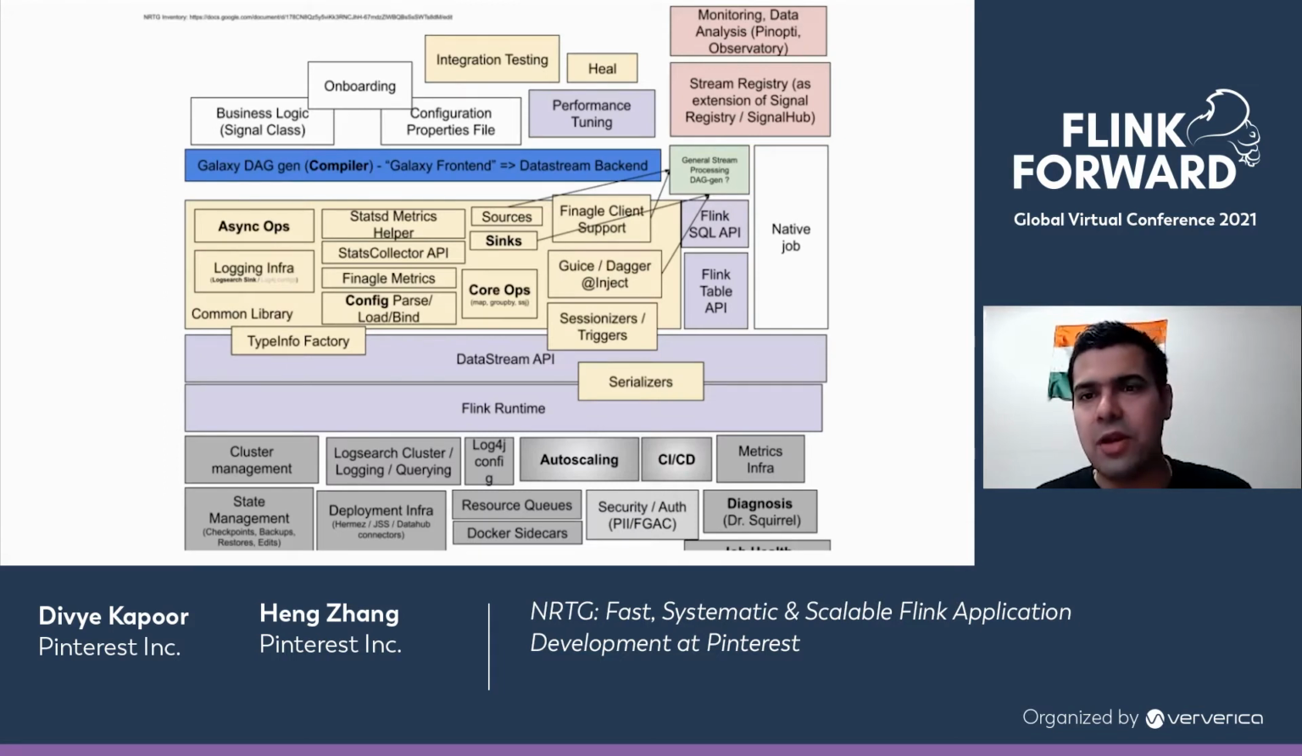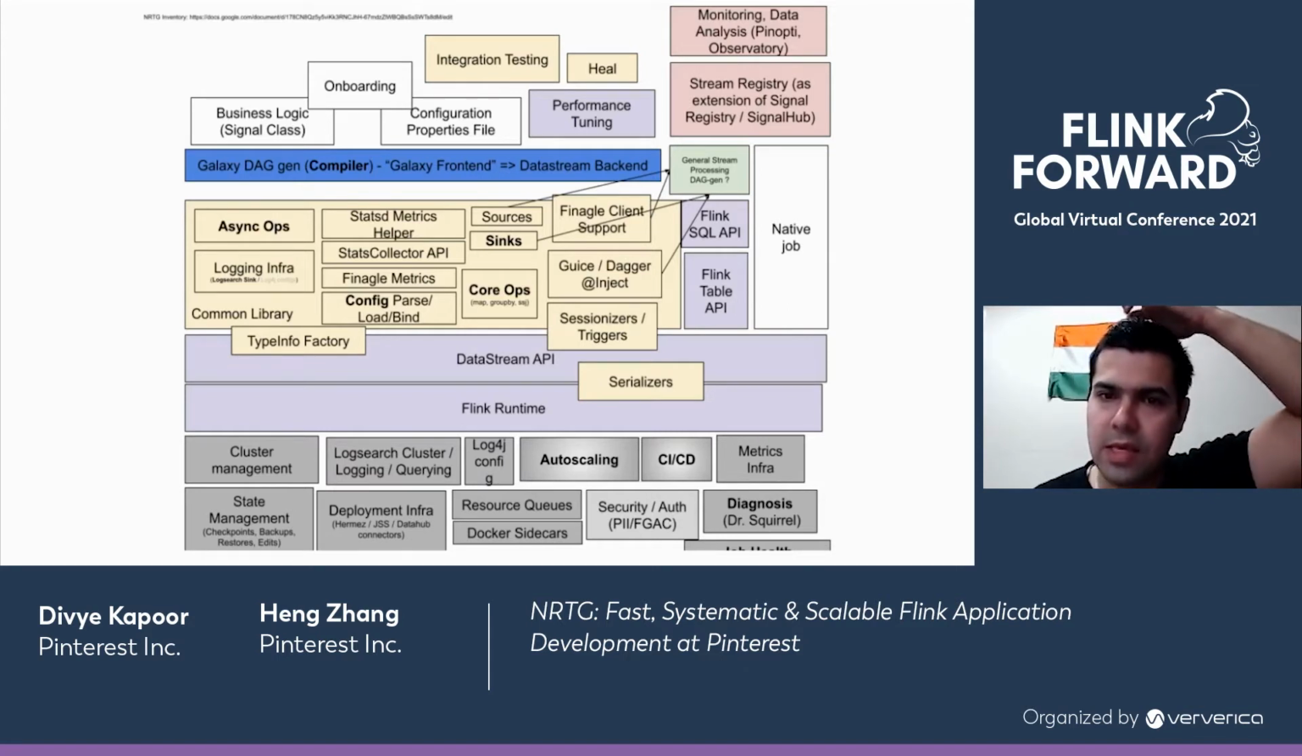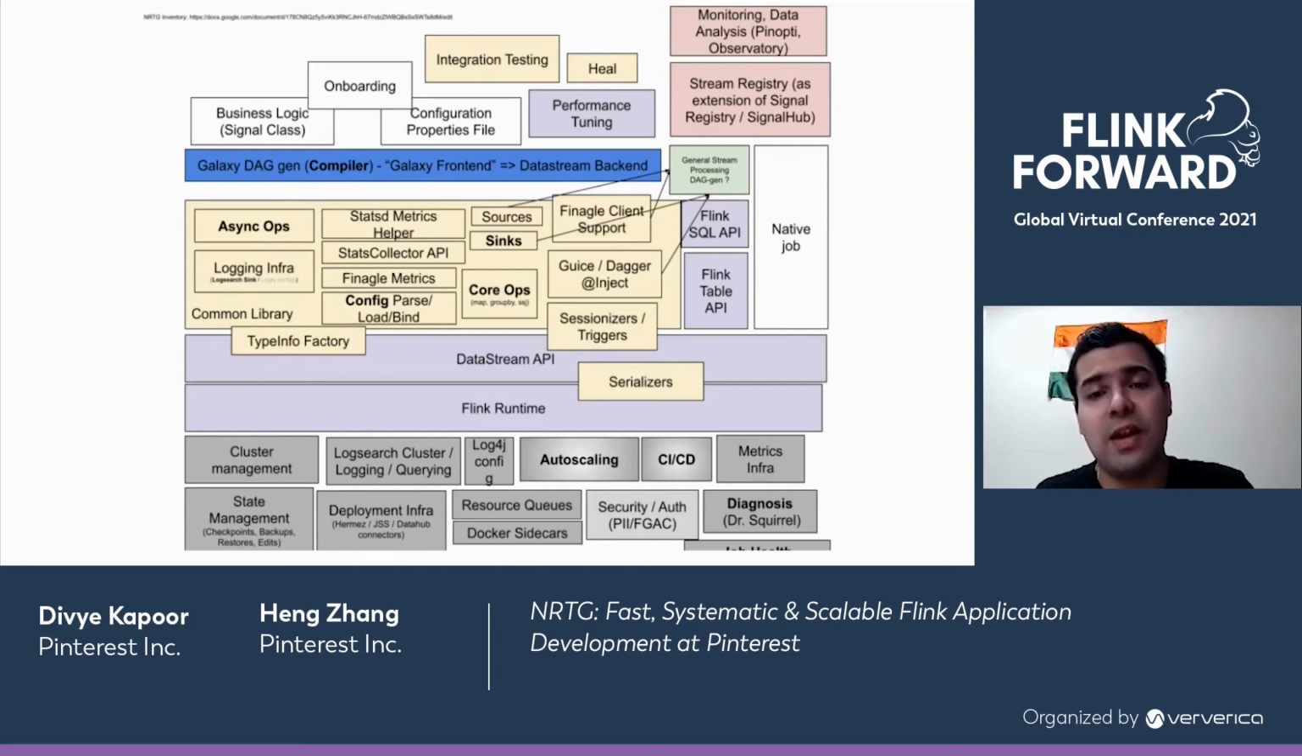And I'm going to give you a brief overview. This is what NRTG looks like at the top level. These are all the components. Everything in yellow and the deep blue is infrastructure that is built for our clients. You'll see sources, sinks, core operators, config management, async operations, logging infrastructure, metrics infrastructure, Juice Dagger ingestion, RPC support with Finagle. All of this is general streaming infrastructure, and we built it to power the Galaxy frontend. And it's also reusable, to the extent that we're figuring out how to convert it for general stream processing within the company.